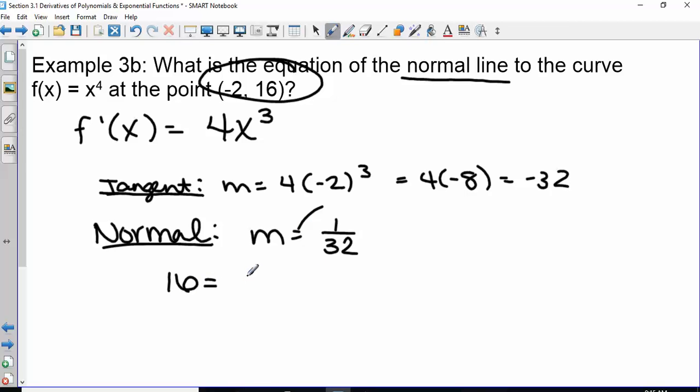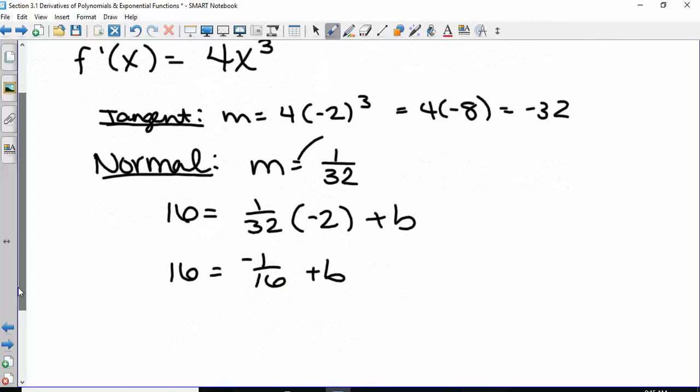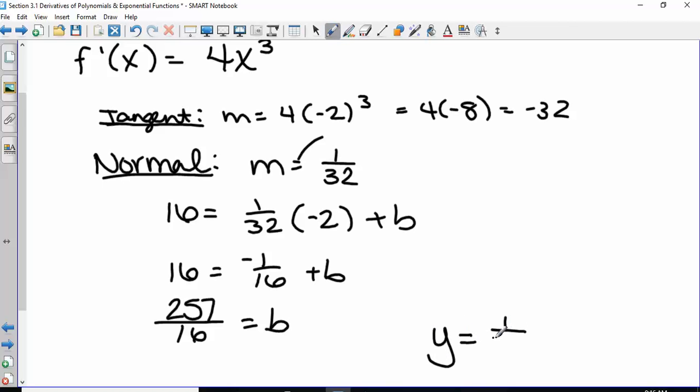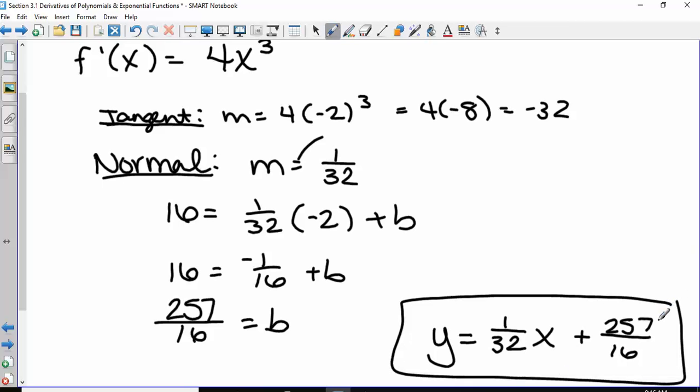So 16 equals 1/32 times -2 plus b. This would be -2/32 or -1/16. Add that over. So we would get 257/16, or 16 and 1/16. So our final equation is y equals 1/32x plus 257/16.